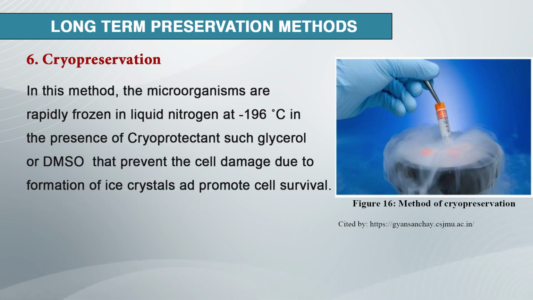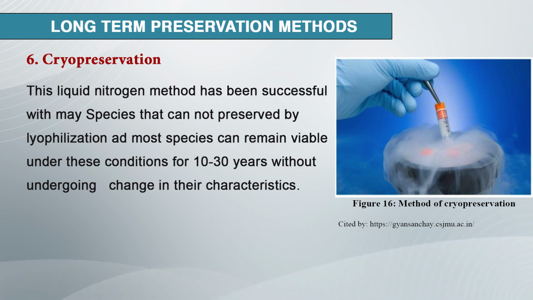In this method, the microorganisms are rapidly frozen in liquid nitrogen at minus 196 degrees Celsius in the presence of cryoprotectants such as glycerol or DMSO that prevent cell damage due to the formation of ice crystals and promote cell survival. This liquid nitrogen method has been successful with species that cannot be preserved by lyophilization, and most species can remain viable under these conditions for 10 to 30 years without undergoing change in their characteristics.